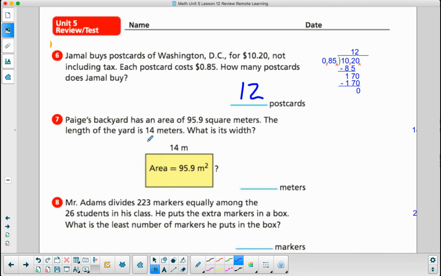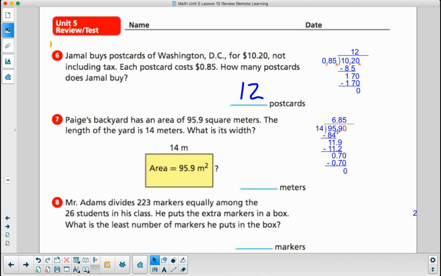Number 7, Paige's backyard has an area of 95 9/10 square meters. The length of the yard is 14 meters. What is its width? They already drew me a diagram. They put the area on the inside because it's the yellow shaded area, 95 9/10 meters squared, and my length is 14 meters. So I know length multiplied by width equals area.